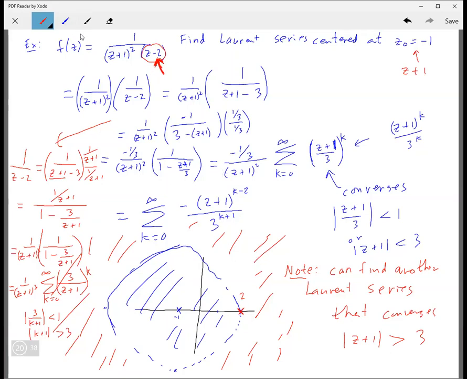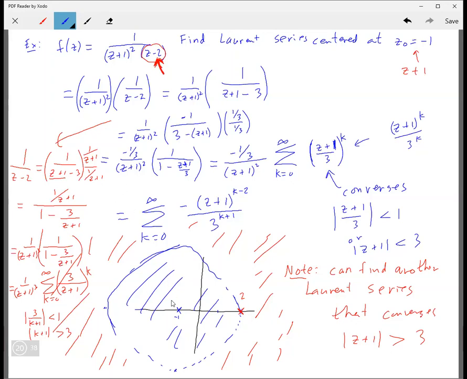Even so, there are 2 different ones. What's that? Even when we were finding the blue, when you're writing in the blue color, why do we need to do this? Can we just find the series from 1 over z minus 2? Why do we need to change it to look like 1 over z plus 1 minus 3?